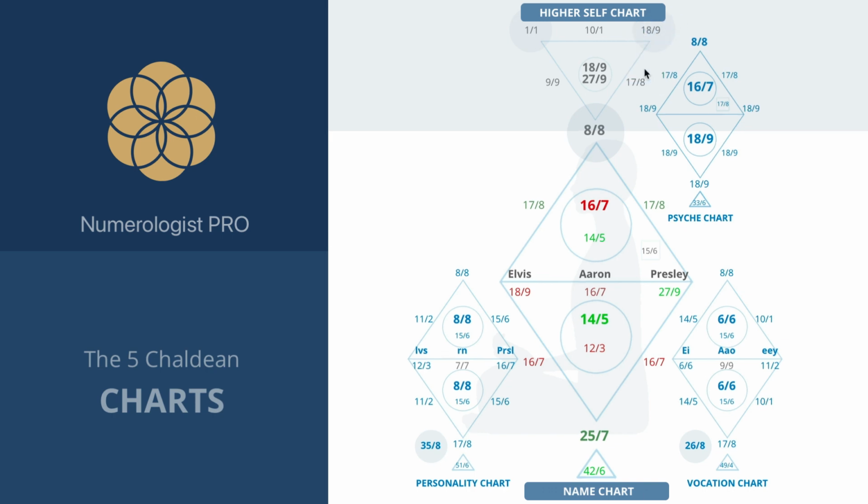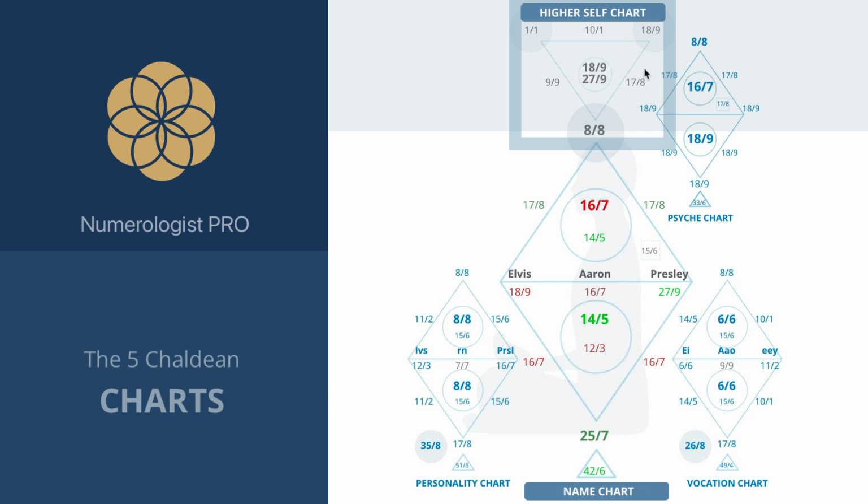As you can see, the full view is composed of 5 charts, each describing different aspects of the soul structure, psyche, vocation, personality, and what one attracts into one's life. We have the higher self chart here, the psychic self chart here, the vocation chart here, the personality chart here, and the name chart, or human self as it is also called, here. So let's quickly run through these charts to get an overview.